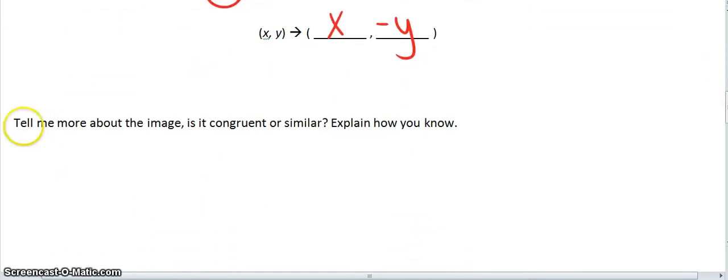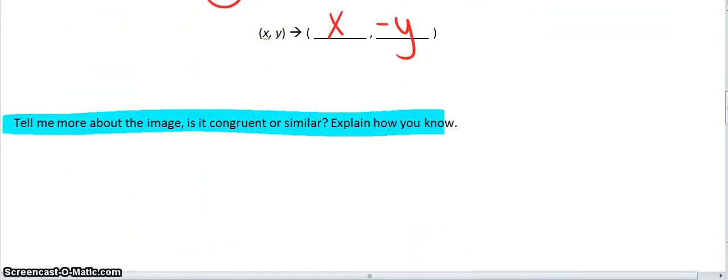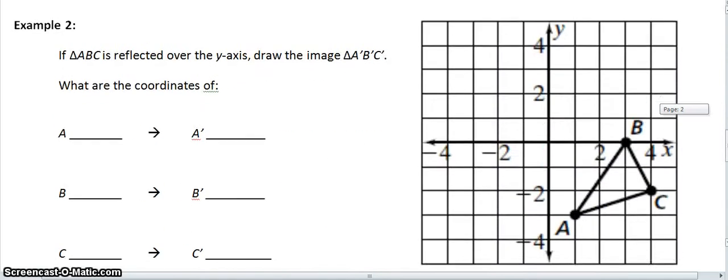x-axis. I'm leaving this question for you to do on your own. I want you to tell me if the original image and the post image are congruent, or similar, or neither. I also want you to tell me what the differences between the shapes are. So how are they the same, the two triangles, and how are they different? That's for you to do on your own.